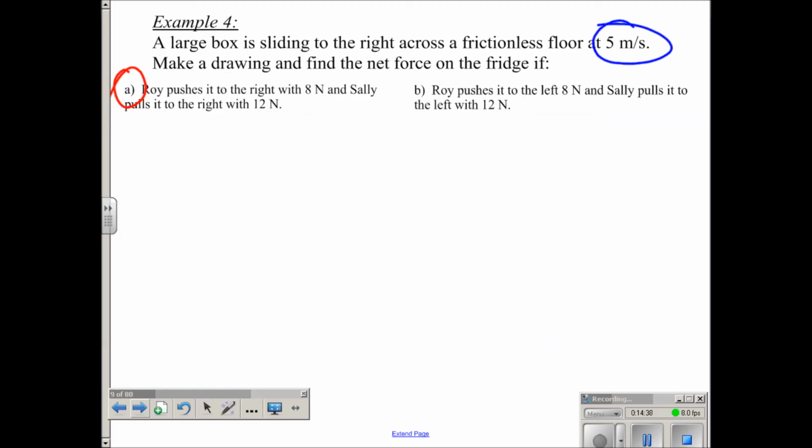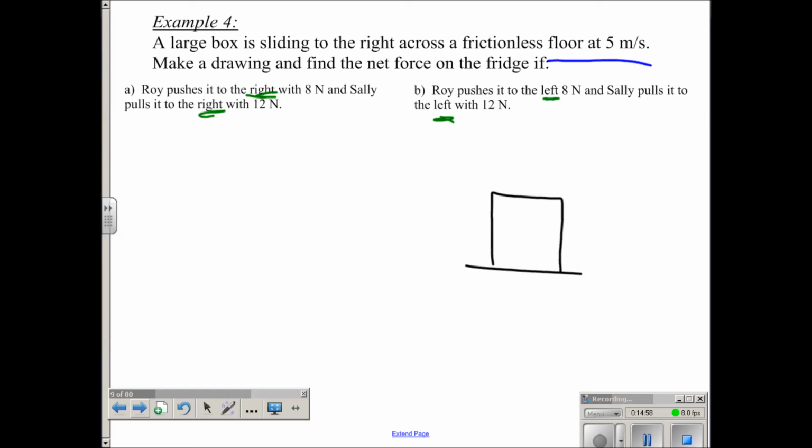All right, so in part B, the main difference is this time, instead of them both pushing it to the right, like they did in A, in part B, they're going to both push to the left. All right, so how does that affect it? Well, let's see. Let's draw our box. It was still sliding to the right at 5 meters a second, right? So I'm going to draw my velocity, 5 meters per second.